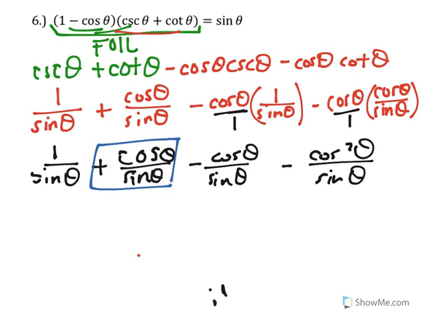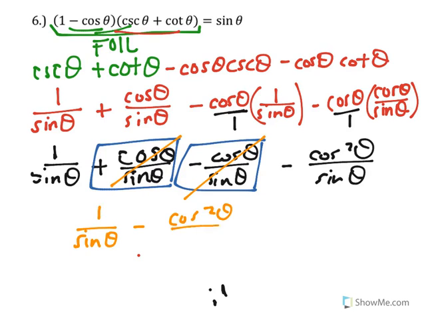So does anyone see anything that looks similar, right? We have a plus cosine over sine, minus cosine over sine, so what's going to happen? Well, this is really like plus cotangent minus cotangent, so they're actually just going to cancel. And I'm left with 1 over sine minus cosine squared over sine.